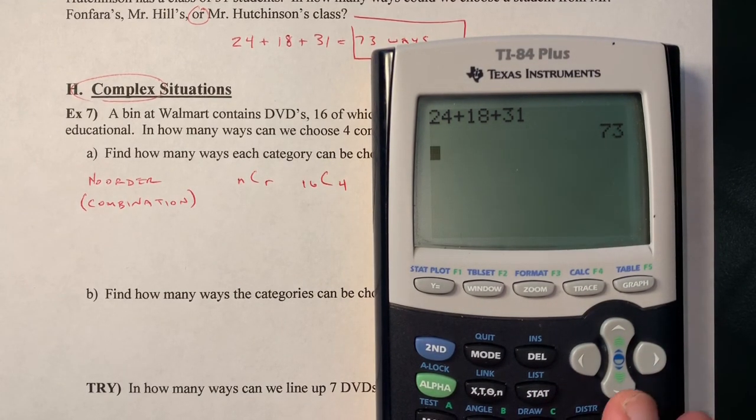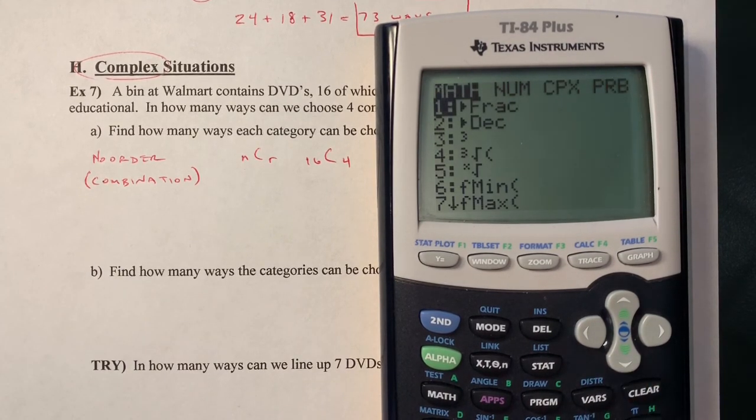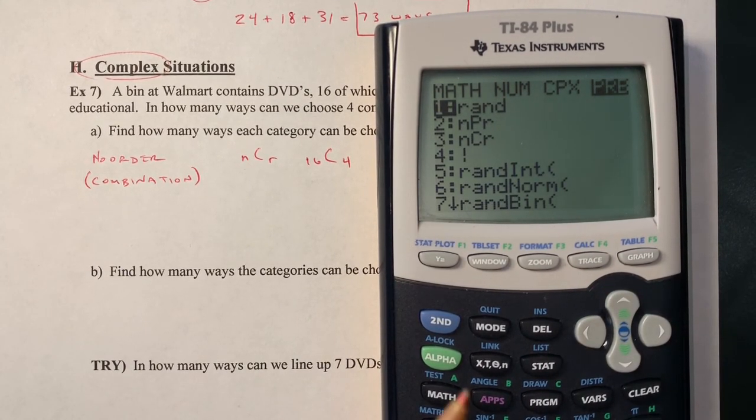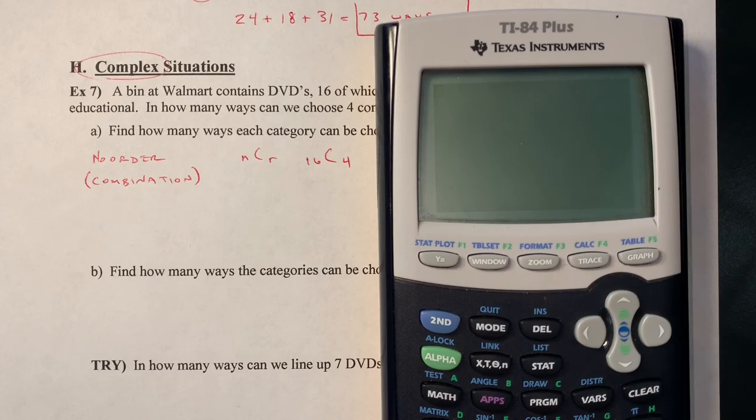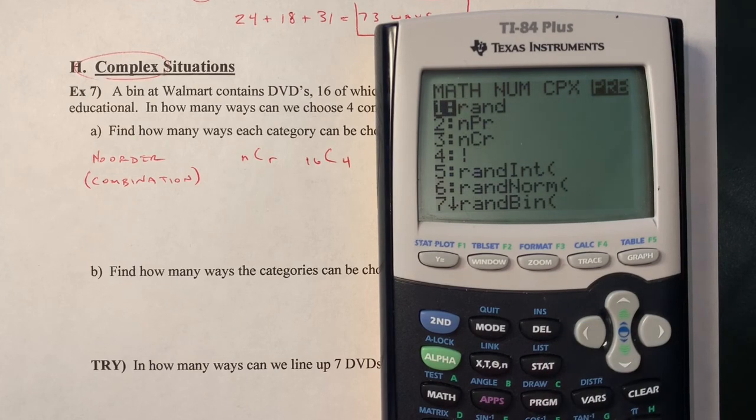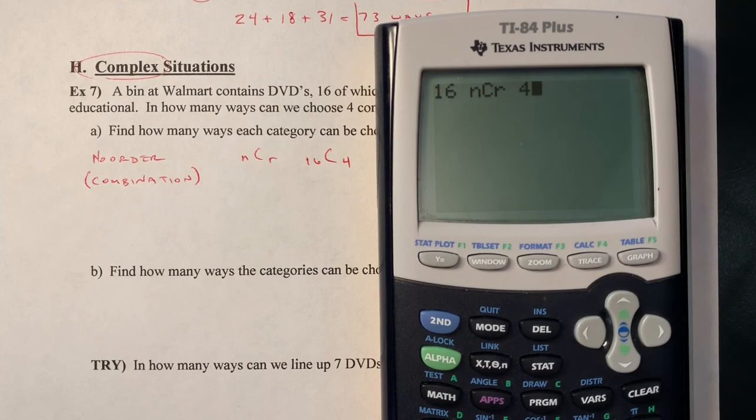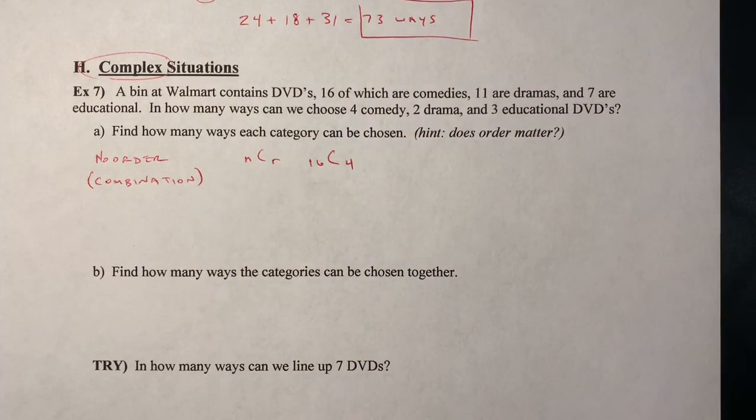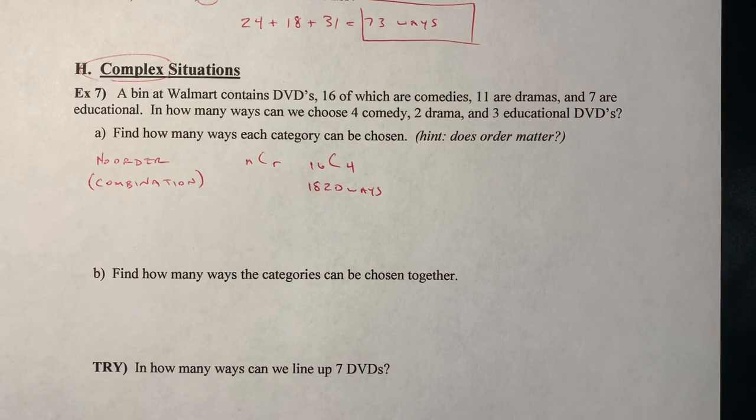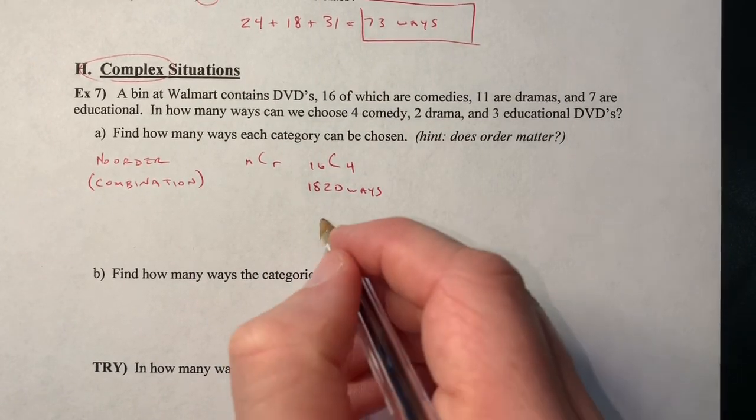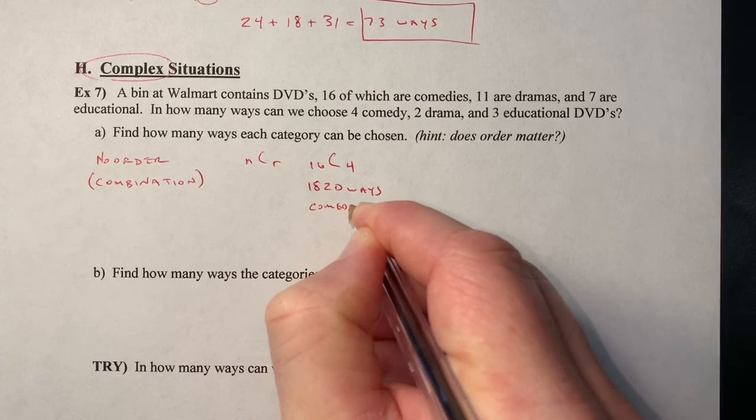Under the math button in probability, option 3 is nCr. We go back to the home screen and type in 16, which is our n, then math, probability, option 3, calling up nCr, and then 4 for r. There are 1,820 ways to choose the 4 comedies. So this is for comedy.